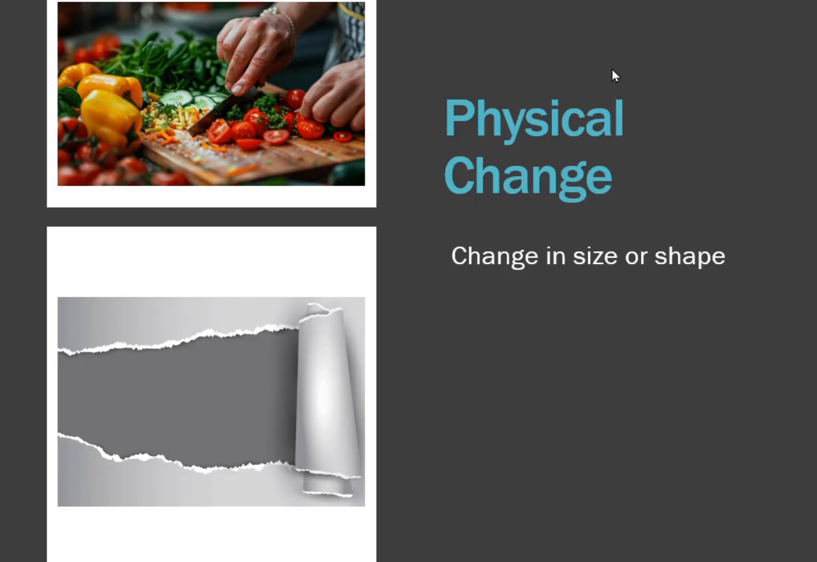Another example of a physical change where there's a change in size or shape. When vegetables are being cut, they take a different shape and different size, but the composition of the vegetables is not changing. Again, when a paper is torn, the composition of paper does not change. It's only the change in shape and size, and hence it's a physical change.